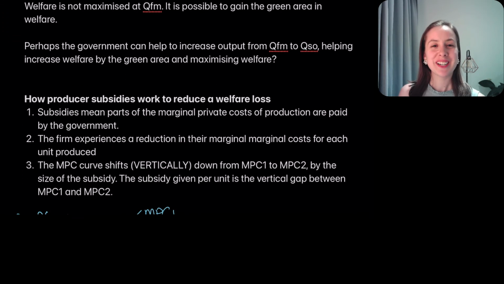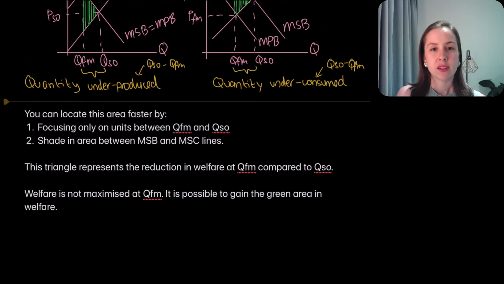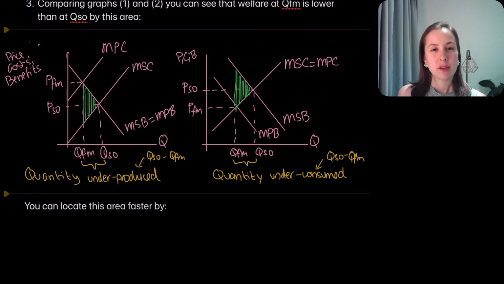So maybe the government can try and increase this welfare. Maybe the government can intervene with a subsidy, which is what we're going to do now, to gain back or add this potential welfare on. Remember that we only produced at QFM, and that's why we didn't have that green area in welfare. If we had produced at QSO, we would have gained this green area in welfare, so we want to gain that potential welfare.